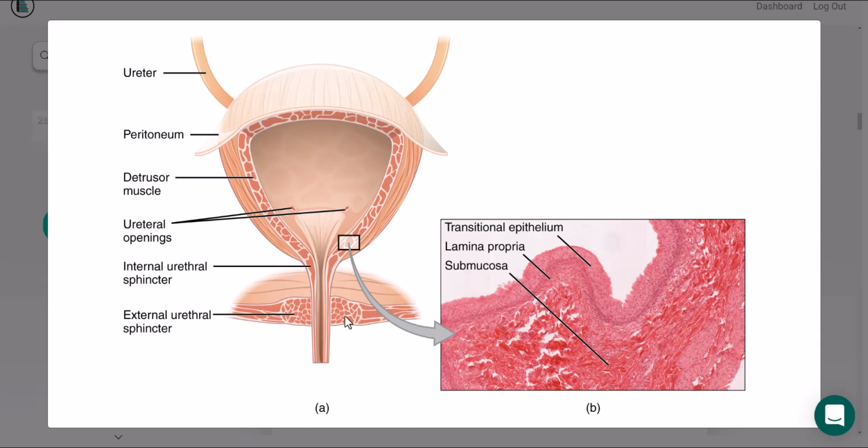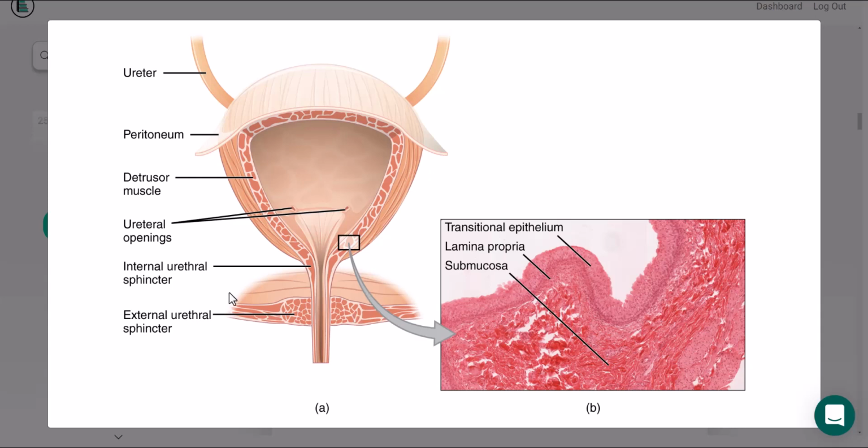Now, the external urethral sphincter is in the same plane as a muscle wall that is referred to as the urogenital diaphragm. So we know diaphragm as a term. When you hear the word diaphragm, you think it's the muscle of respiration, and that is true. However, the word diaphragm more generically means divider or partition.